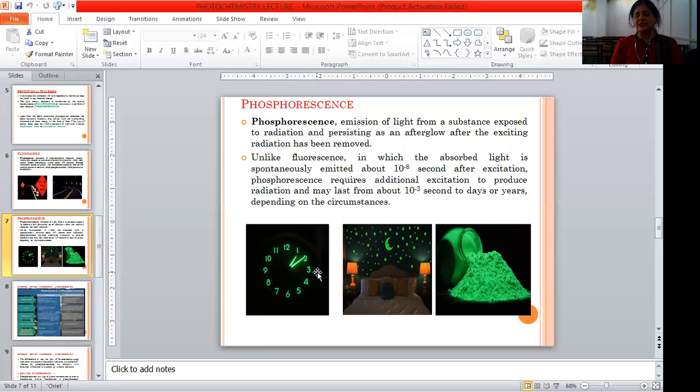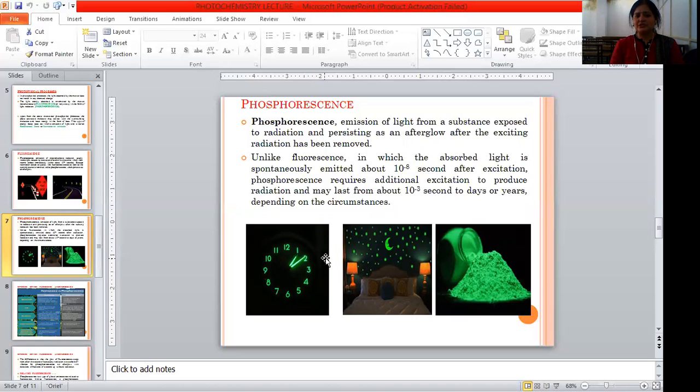In phosphorescence, the molecule or the electrons which are present in the molecule, they absorb the light radiation and they go from the ground state to the excited state. In going from the ground state to the excited state, they take the energy. When they are in the excited state, they have to give out that energy. But this energy is given out even when the source of radiation is cut off. Because once you have switched off the lights, you can see that that object is glowing even in the dark.